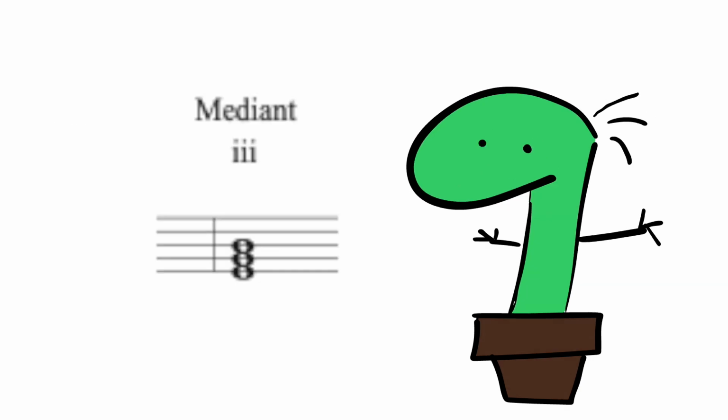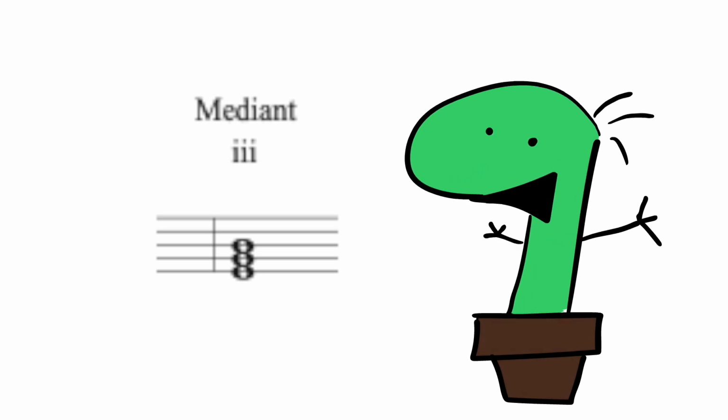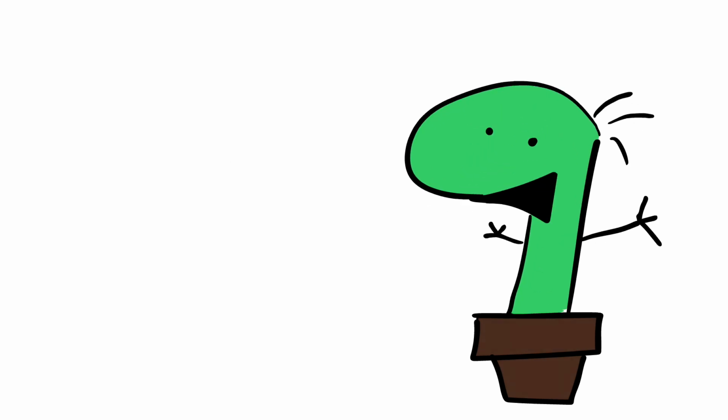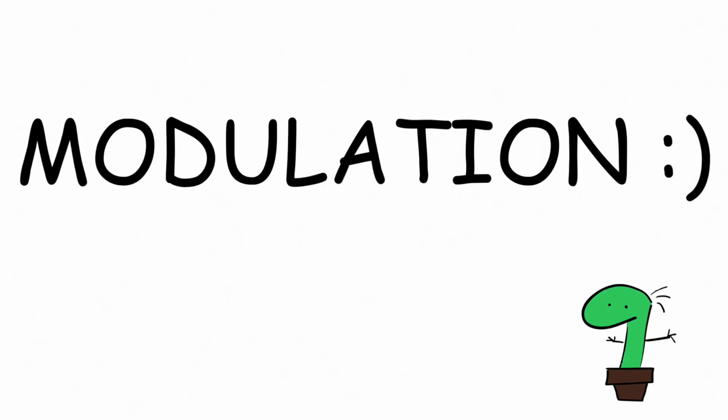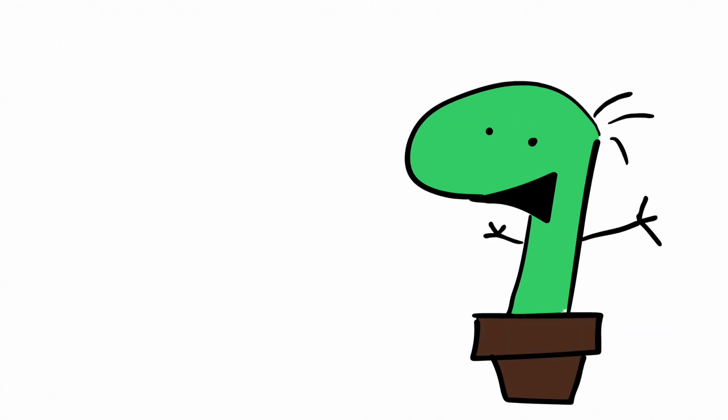You might have noticed this little bugger here. This is a mediant. Mediants share a lot of similarity to the tonic chord, so they're often used for harmonic coloring or modulation. Modulating is going from one scale to another scale within a song.